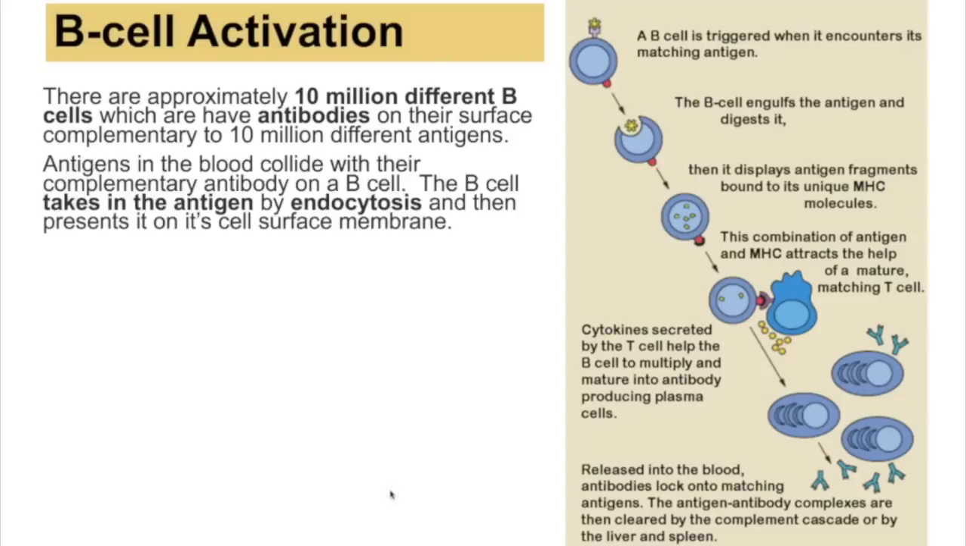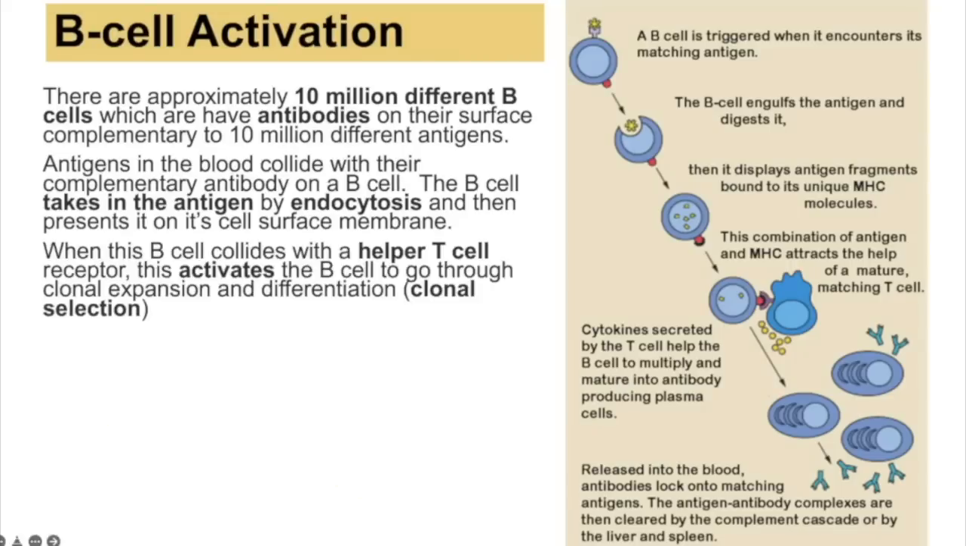And antigens in the blood will collide with their complementary antibody on a B cell, and the B cell takes in the antigen by endocytosis and then presents it on its cell surface membrane. When that B cell collides with a helper T cell, that can then activate the B cell to go through clonal expansion and differentiation, or clonal selection. So this is the step where there's that link between the cell-mediated response with the helper T cells binding via the receptor to the antigens on the B cells to activate them.